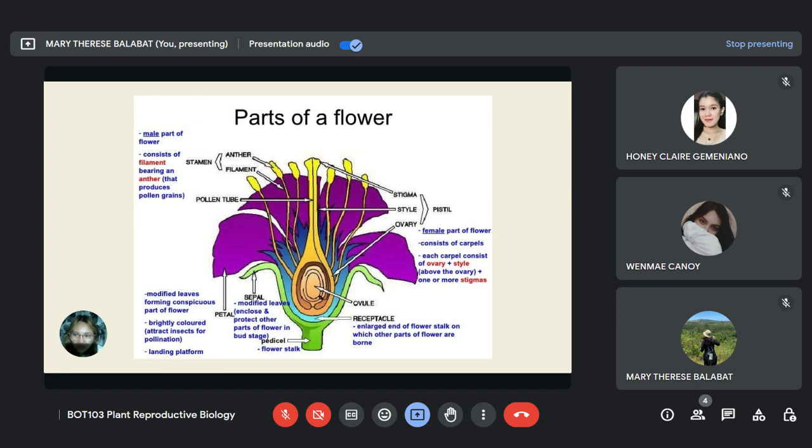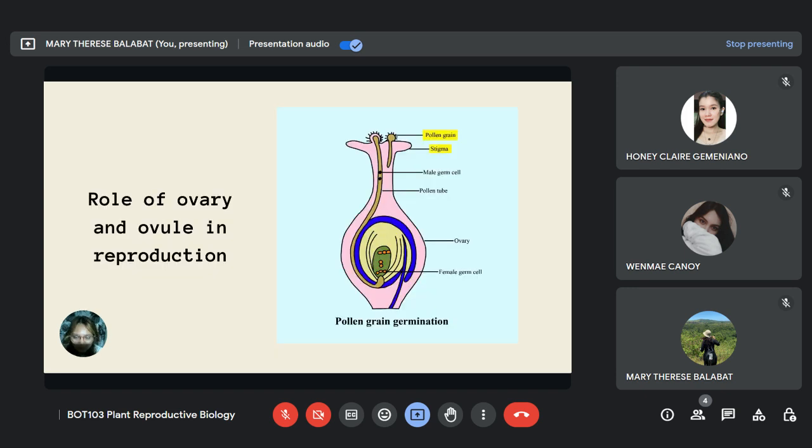Then we have the ovary, which contains ovules that develop into seeds when fertilized. And then you have the receptacle, which is the enlarged end of the flower stalk on which other parts of the flower are borne. Then we have the pedicel, the stalk of the flower. And then we have the sepal, which protects the flower while in bud. Then we have the petal, often large and colored to attract insects, and many more parts.